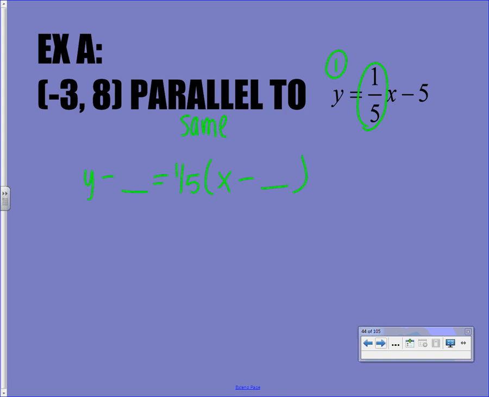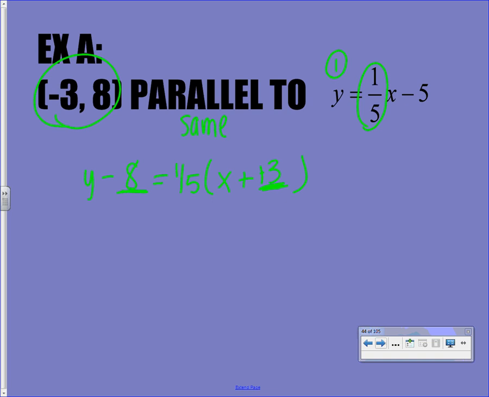And then in my x minus is the x-coordinate from the ordered pair I'm given. So I'm going to put in a negative 3. Now notice x minus and negative 3 is going to cancel out to make that x plus 3. And then the y-coordinate here is 8, so I'll fill that in the y minus part. So the x-coordinate goes with the x minus part, and the y-coordinate goes with the y minus part. So this is my equation in point-slope form.